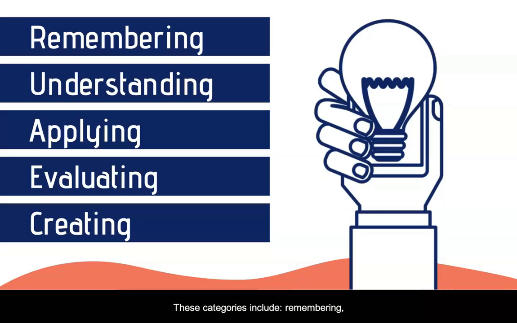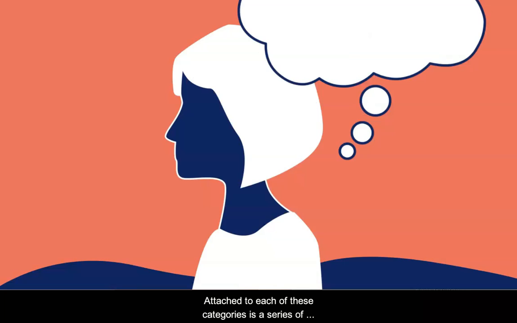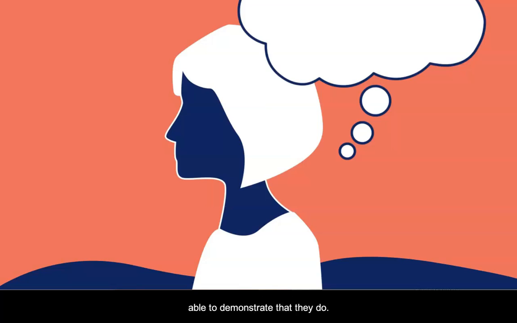These categories include remembering, understanding, applying, evaluating, and creating. Attached to each of these categories is a series of actions. Let's look at remembering as an example. In order to progress through a course, learners have to remember the core skills and concepts you teach them and have to be able to demonstrate that they do. The way that they demonstrate remembering, however, looks different depending on the situation and what's being asked.